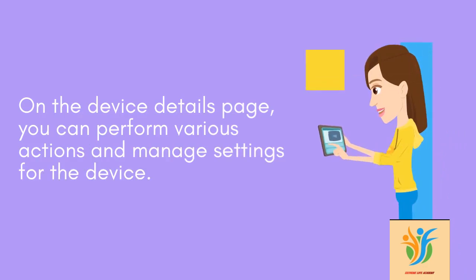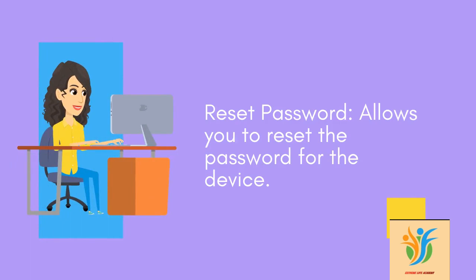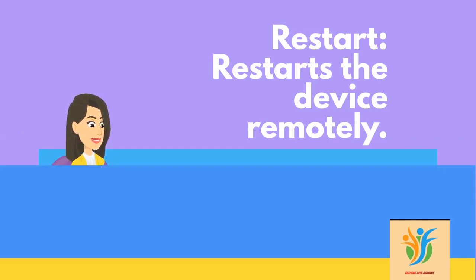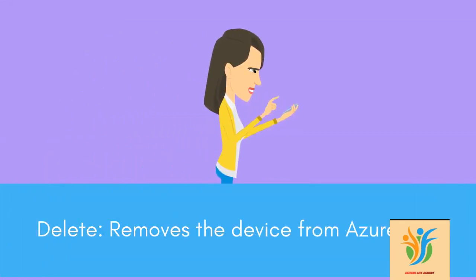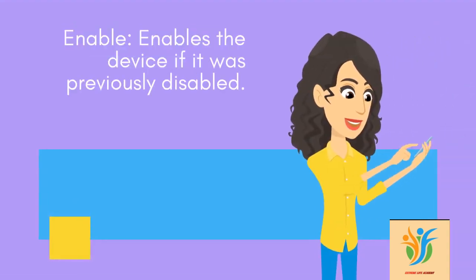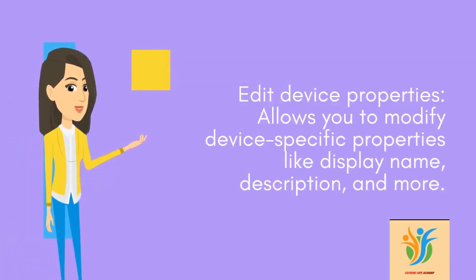On the Device Details page, you can perform various actions and manage settings for the device. Some of the options available include: Reset Password allows you to reset the password for the device. Restart restarts the device remotely. Delete removes the device from Azure AD. Disable disables the device, preventing it from accessing resources in Azure AD. Enable enables the device if it was previously disabled. Edit device properties allows you to modify device-specific properties like display name, description, and more.